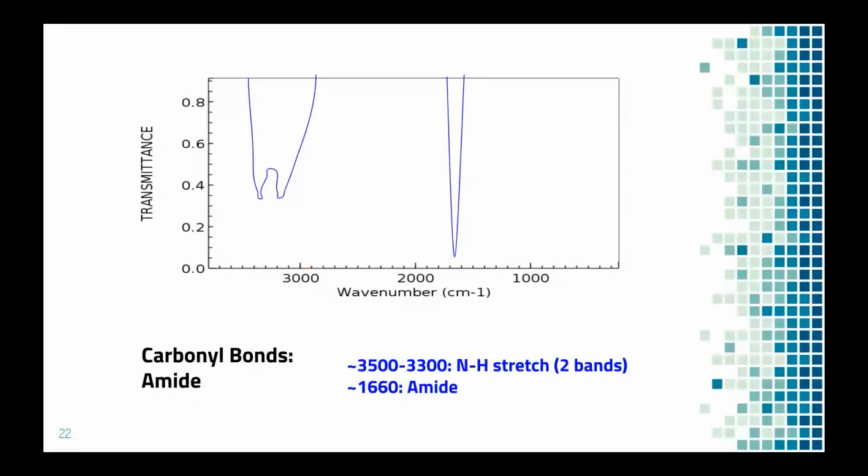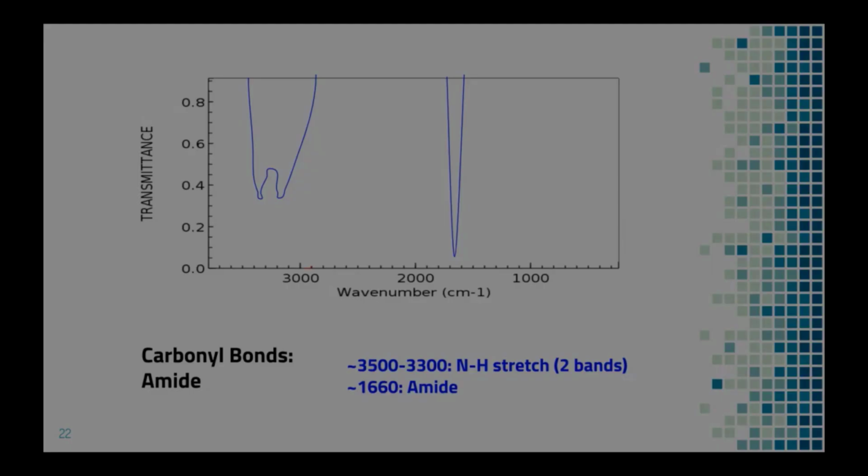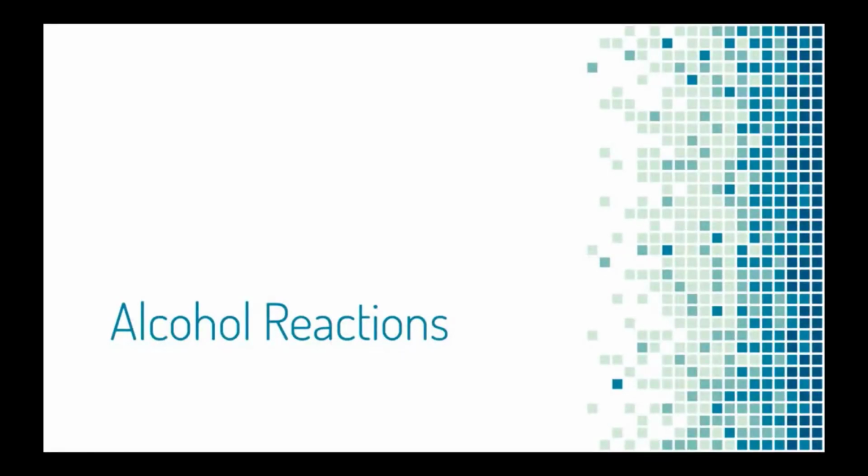Now, if we're talking about the amide, the carbonyl peak will be around 1660. And then if we're looking at the 3500 to 3300 range, that's where the nitrogen-hydrogen stretch will show up. And so we're going to see two bands. So that's indicative of the amide. So that's the general overview of IR that I want to cover.